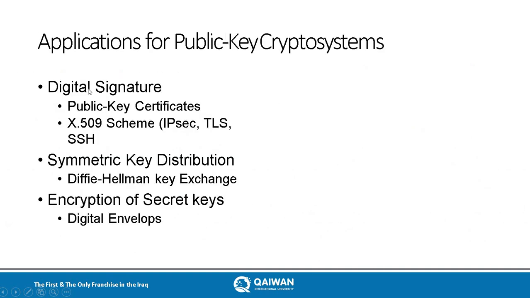Applications for public key. There are many applications that use the public key. Digital signature: we use the public key so others can sign the message digitally, sign the transaction digitally. Symmetric key distribution is another application of the public key: encryption of the secret key.